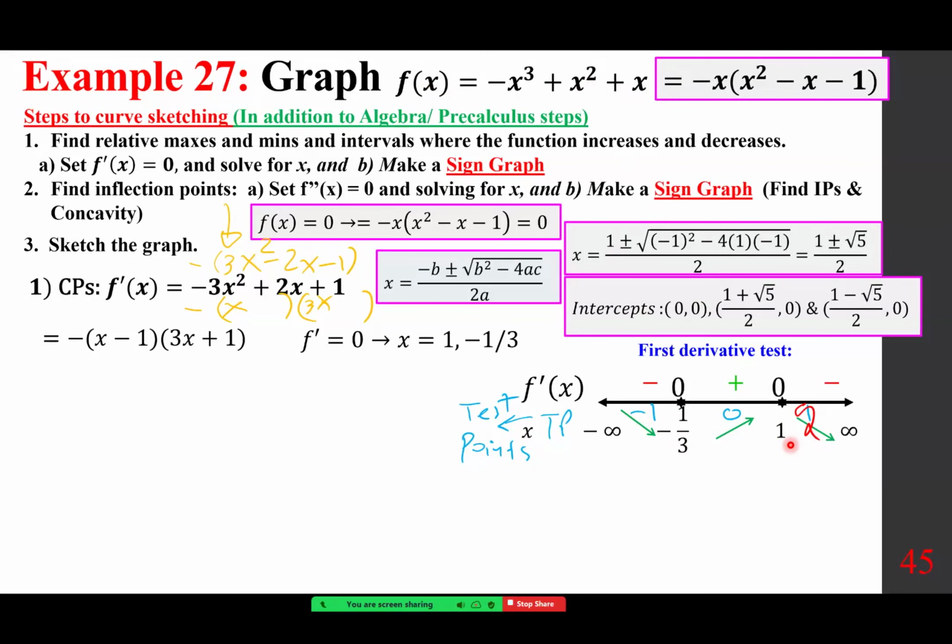You have to plug it in. When we plug this in, this becomes 1. This is easy to see. Therefore, local max is 1 at (1, 1). Again, plug in. Local max is the y-coordinate.